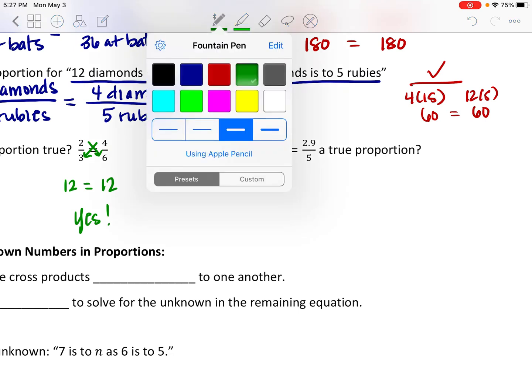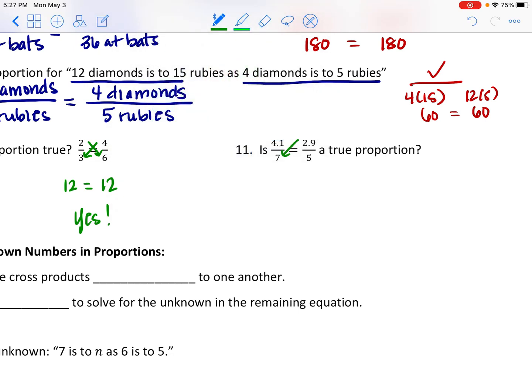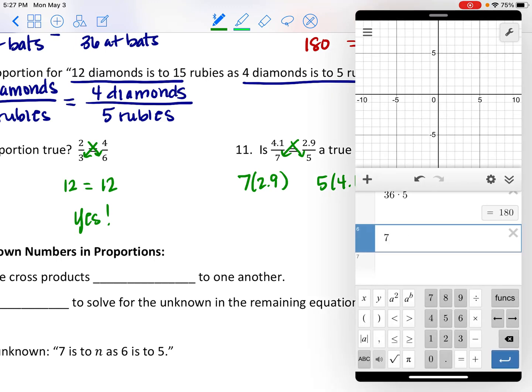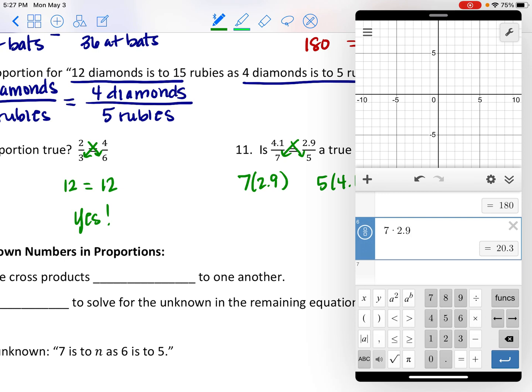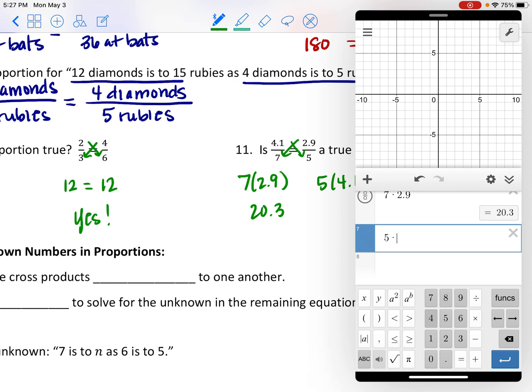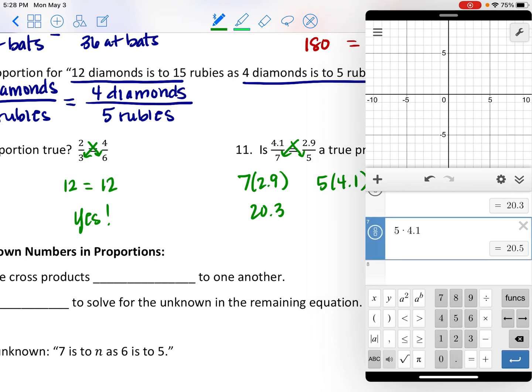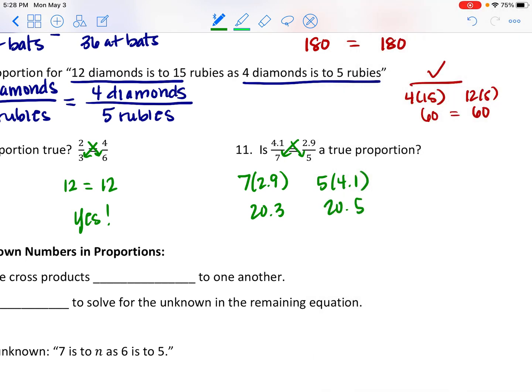Maybe it's not as clear for something like this, but we can do the same thing. Multiply 7 times 2.9, multiply 5 by 4.1, and compare the results. So 7 times 2.9 is going to be 20.3, and 5 times 4.1 is going to give us 20.5, and those are definitely not the same, which means no, that's not a true proportion. Okay, that means we should not be having an equal sign in between those because they're not the same.